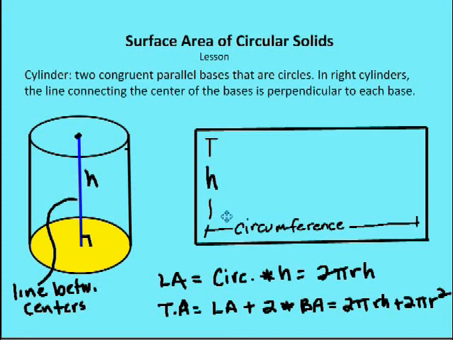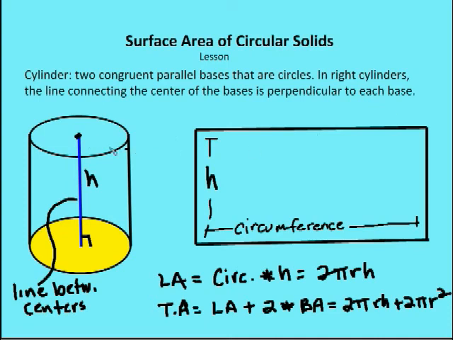Width of the paper towel, or the cylinder. So in this case, when we have a cylinder, really the height is just this height here between the centers, and the width, or the length, is just the circumference. So it's the distance around one of the bases.